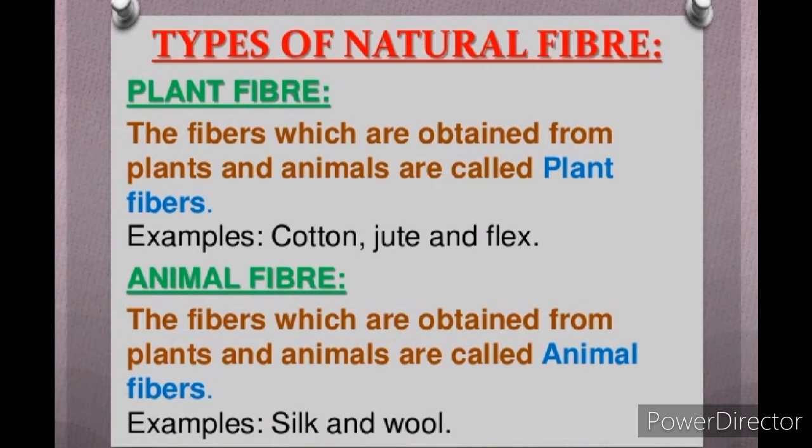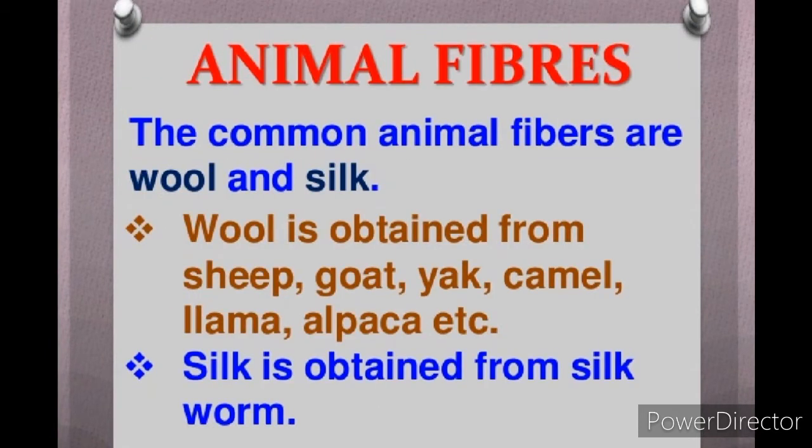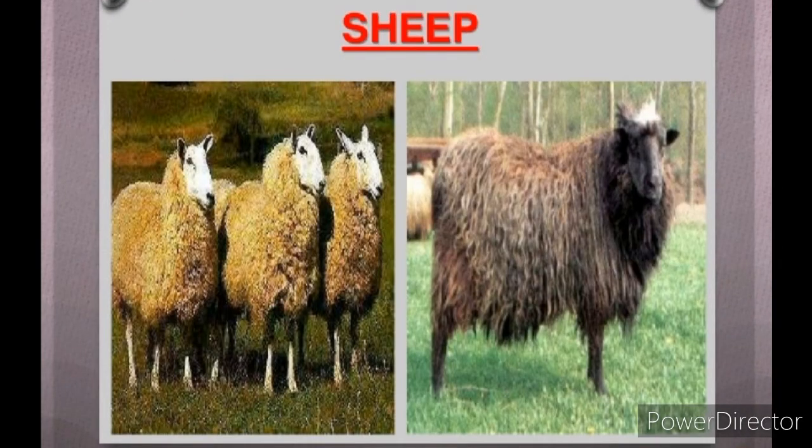So, natural fibers are a classification, and natural fibers do have some more classification, plant fiber and animal fiber. Animal fibers: the common animal fibers are wool and silk. Wool is obtained from sheep, goat, yak, camel, llama, alpaca, etc. And silk is obtained from silkworm. Here are some pictures of them.